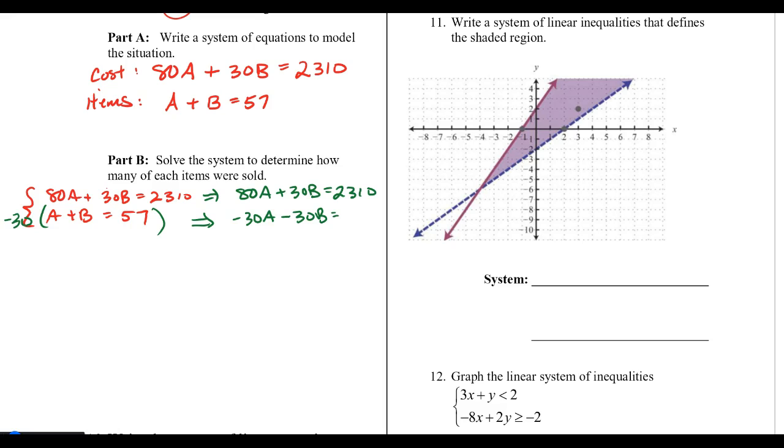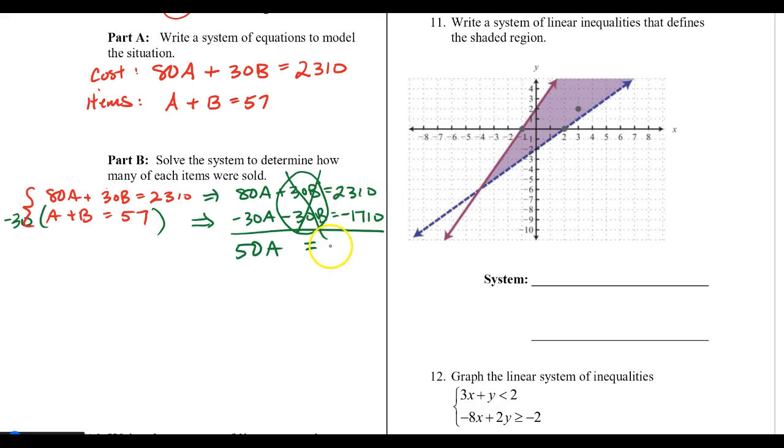see, 57 times 30 is negative 1,710. So now we have opposites, so those cancel out. I'm left with 50A equals 2,310 minus 1,710.